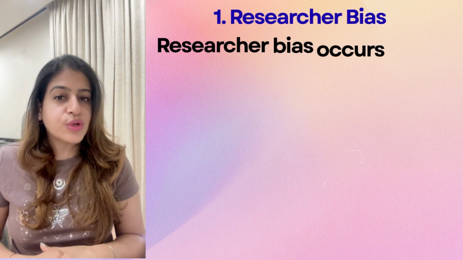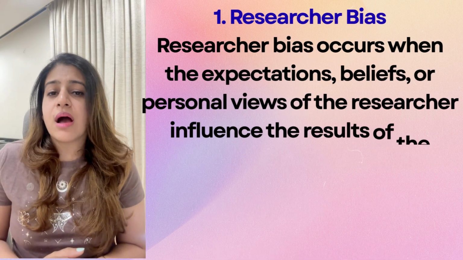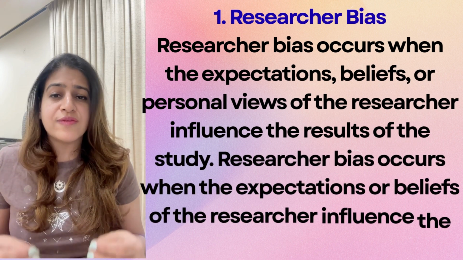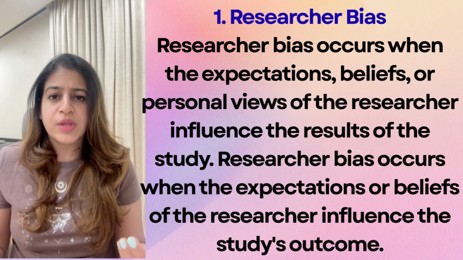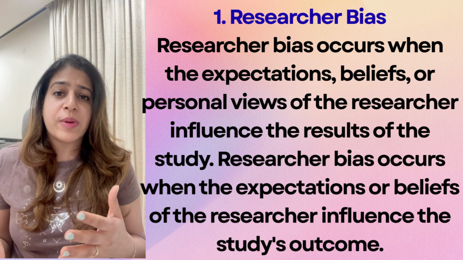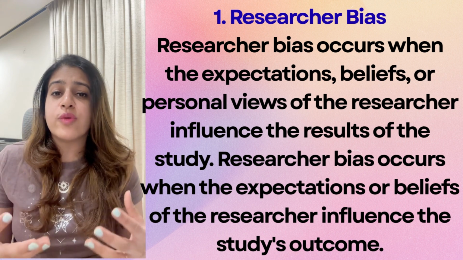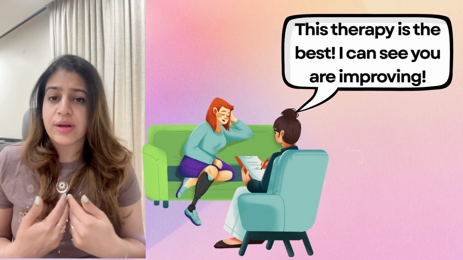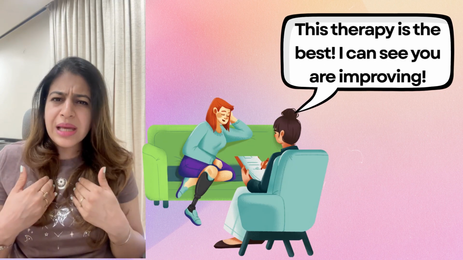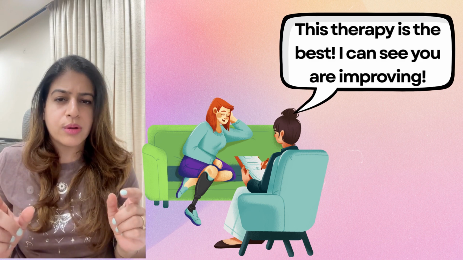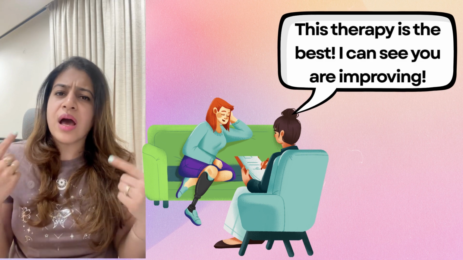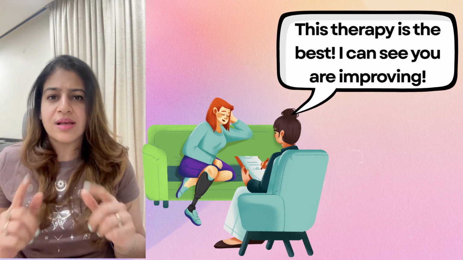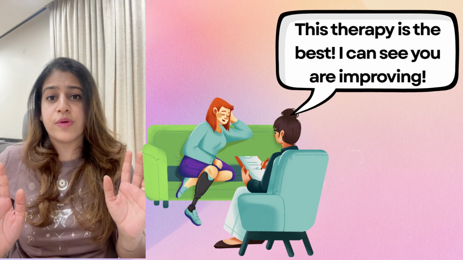The first is researcher bias. Researcher bias occurs when expectations, beliefs, or personal views of the researcher influence the results of the study. For example, let's say I'm a researcher and while treating a patient, I believe that a certain therapy will work. Maybe in actuality it is not working that significantly, but I will unintentionally interpret that yes, after this therapy, my patient is improving a lot.